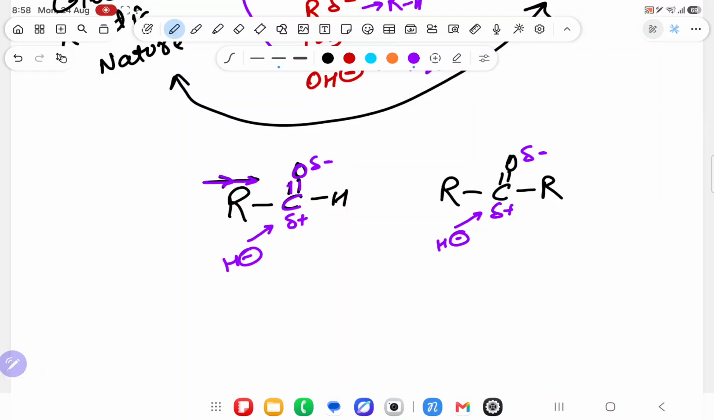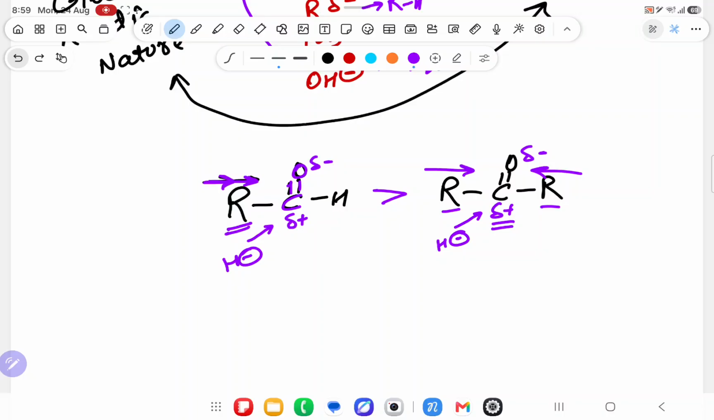Now whenever it is trying to attack, what will happen? Before H minus attacks, delta plus is created. In the ketone, delta plus is stabilized by plus I effect of R groups on both sides. So it will say, okay, no problem, I am a little bit stable, attack is a little bit slow. As well, the aldehyde has less steric hindrance and the ketone has more steric hindrance. So which has more rate?